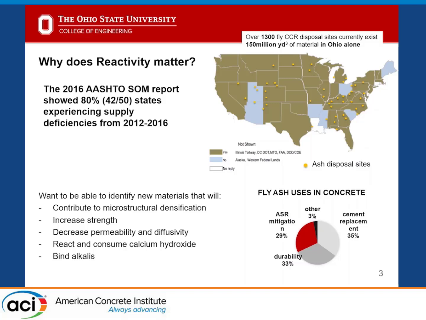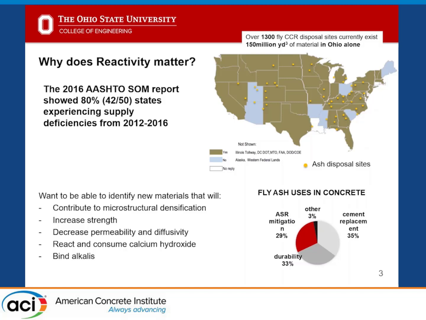And so we also use fly ash for a lot of beneficial reasons in our concrete. We have some ASR mitigation, we gain some durability aspects, we densify the matrix, we can get higher strengths possibly, we can consume calcium hydroxide and bind alkalis.